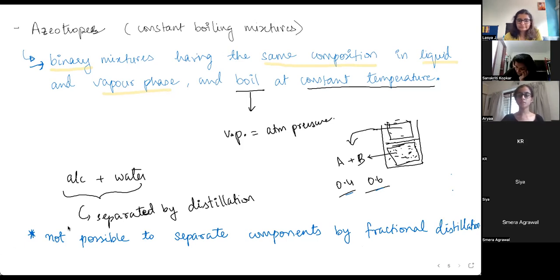What's this alcohol plus water you've written for? I wanted to remind you guys of water's distillation and all those separation techniques. Oh, so this is not really.